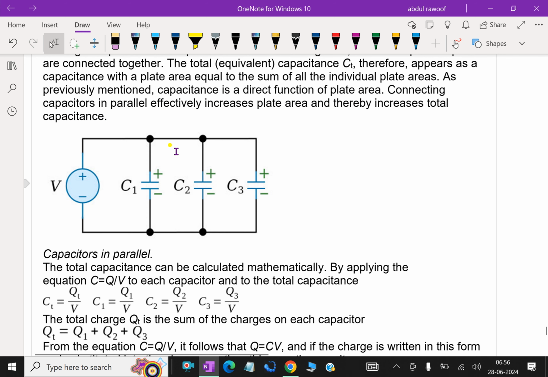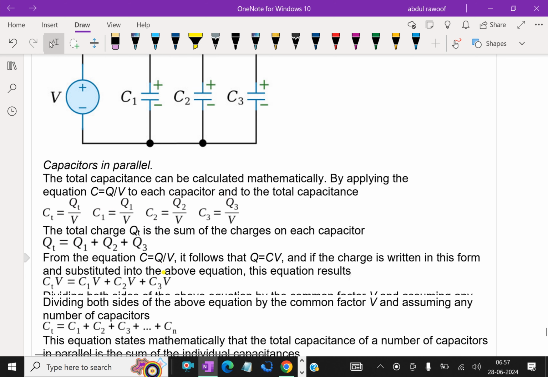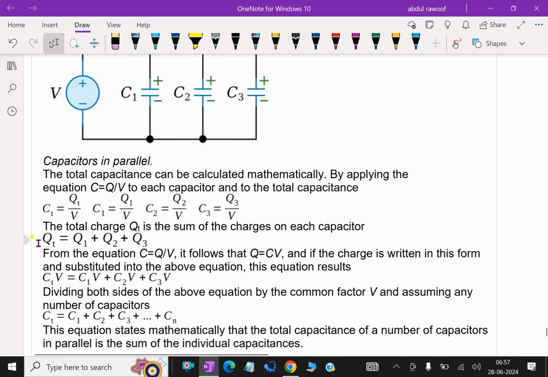Here, we will derive capacitors in parallel. We know that total capacitance is Q total over V. In parallel plate capacitors, there is no voltage change. Each voltage is the same for each capacitor. Therefore, Ct equals Qt over V. C1, the first capacitance, is equal to Q1 by V. The second capacitance is C2 equal to Q2 by V. C3 is Q3 by V. Now take the addition of these. We know that Qt, the total charge, is Q1 plus Q2 plus Q3.